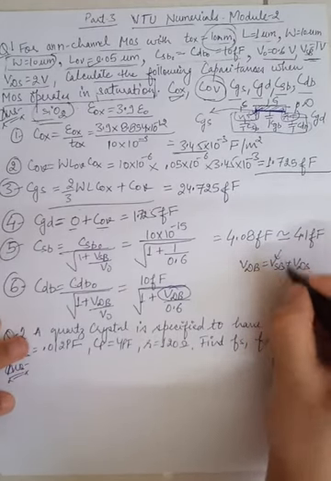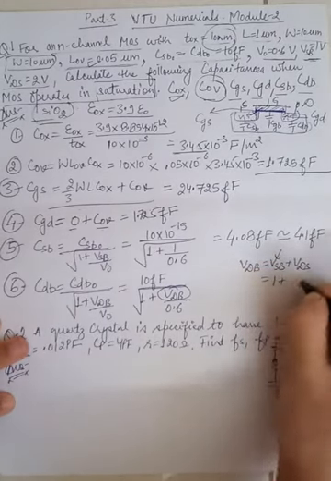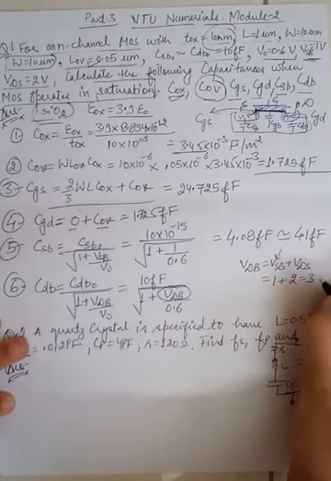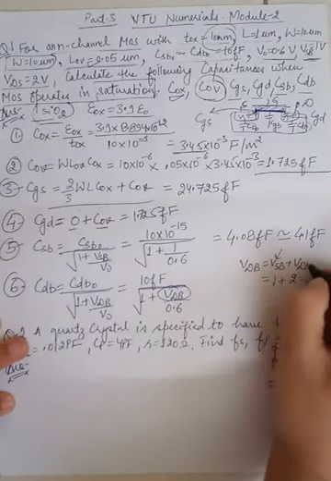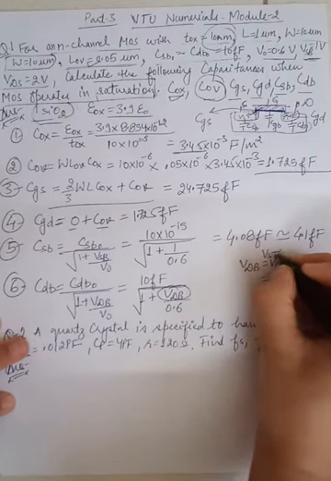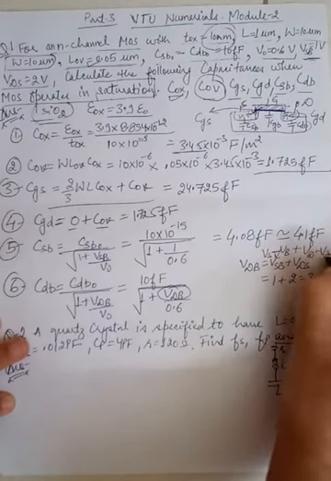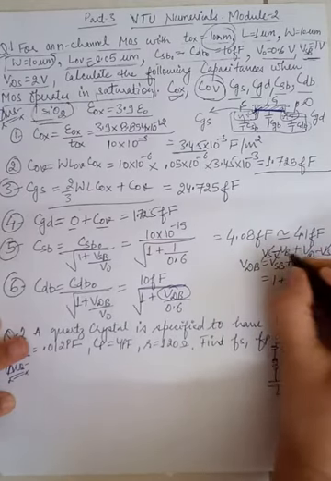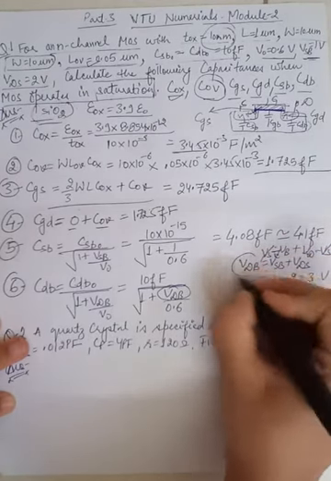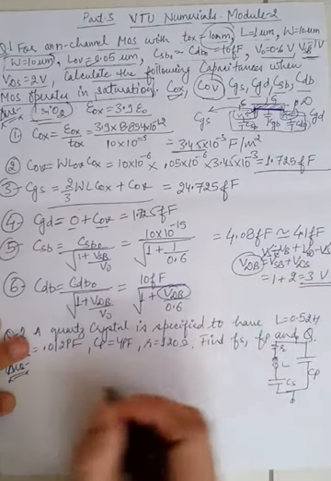So VSV given to me is 1, VDS is 2. So VDV will be 3 volt. Why can I write it like this? Because VSV is nothing but Vs minus Vv, and VDS is nothing but Vd minus Vs. So if you solve this, you'll get Vd minus Vv, which is nothing but VDV. So this is 3 volt.